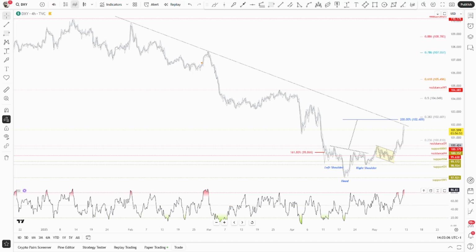Let's see if the DXY finds some pressure at these levels, potential elements of resistance now starting to emerge on the dollar. Let's see how the market will react from here.